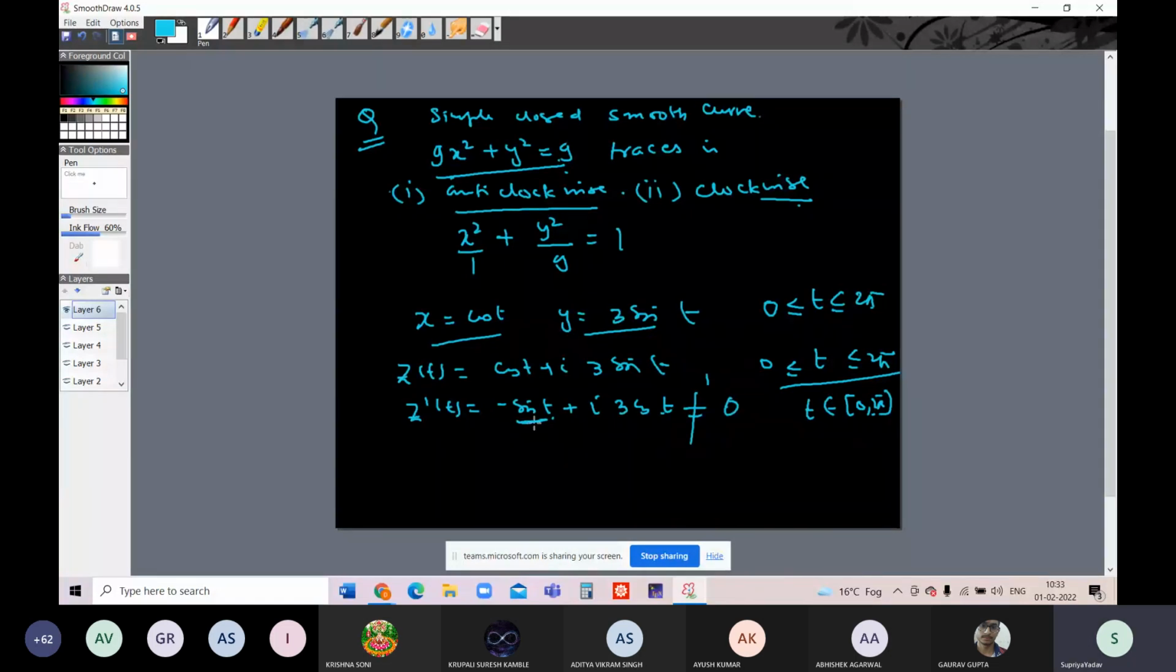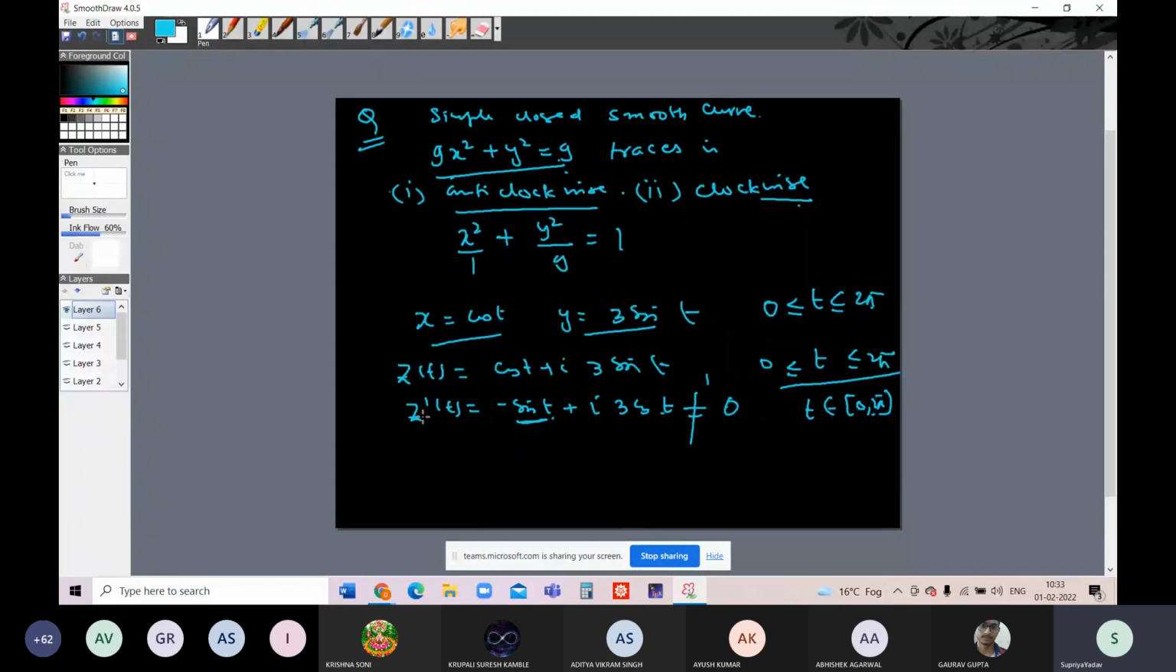जैसे इसका डिफरेंशिएबल है, कंटिन्यूअस होना चाहिए. So you can see that its real part is minus sin t and imaginary part is 3 cos t, and both are entire functions. ये हर जगह sin t और cos t जो होते हैं they are differentiable everywhere, so obviously they will be continuous everywhere. So z dash t is continuously differentiable and z dash t is not equal to 0 for all t from 0 to 2 pi. So obviously it is a smooth curve.